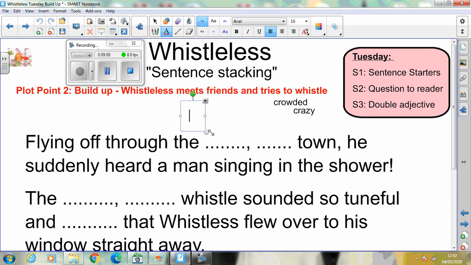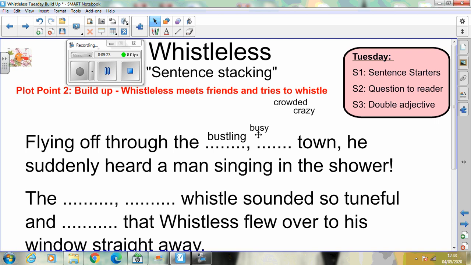Flying off through the bustling, busy town. There we go. Bustling. That's a real wow word. It describes the motion and the activity, but in a positive way. Like there's a nice buzz of activity in the town. Flying off through the bustling, don't forget the comma, bustling, busy town, he suddenly heard a man singing in the shower.